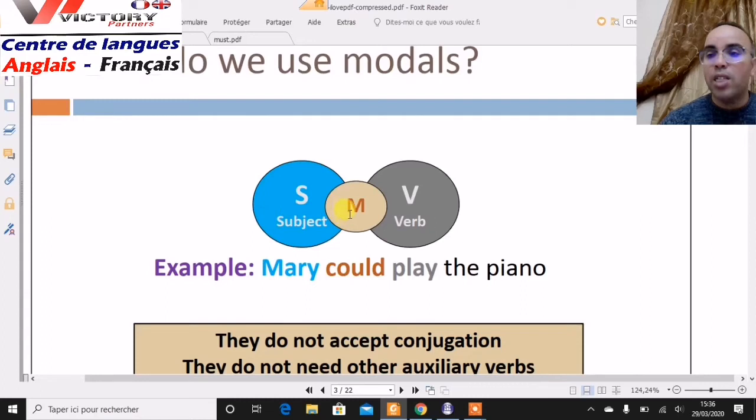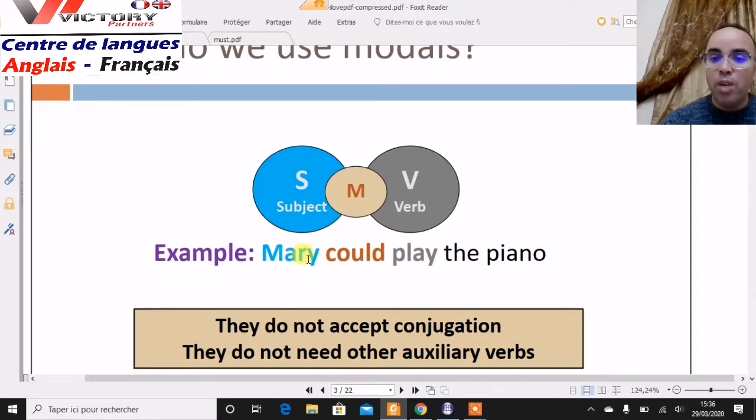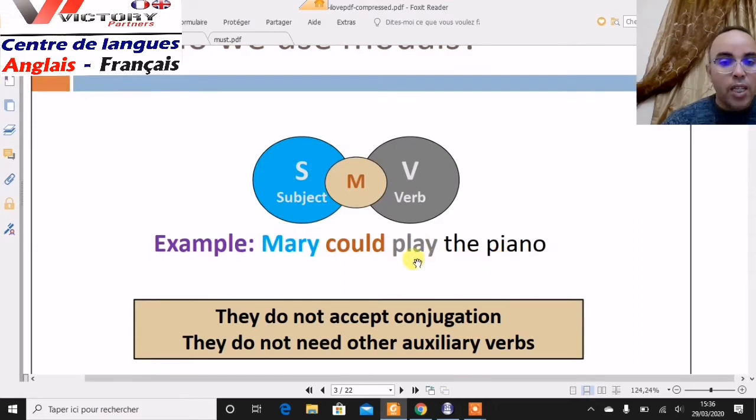We have subject plus modal plus verb. We have an example here. The subject is Mary, the modal is could, the verb is play. So, Mary could play the piano. Here the modal could provides additional information to the main verb, which is play. The modal gives the meaning of ability, which means Mary was able to play the piano.